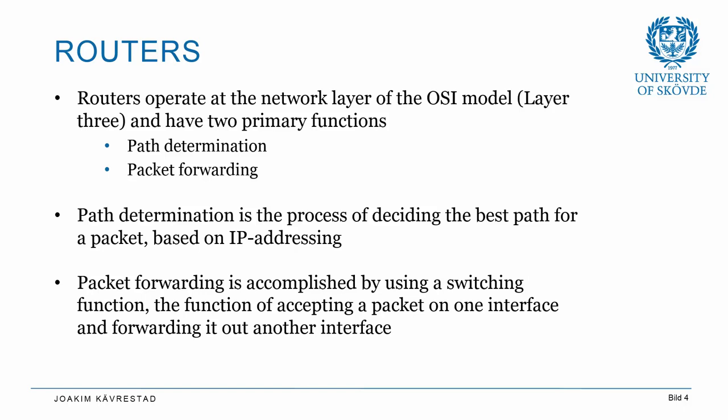decide where to send this package to reach the destination. The second one is packet forwarding, and packet forwarding is accomplished by a function that is called switching, and this is essentially the function of accepting a packet on one interface and then forwarding it out another interface. When it comes to path determination, the routers use IP addresses, so it's a layer 3 device that uses IP addresses to decide the best path forward for a packet.